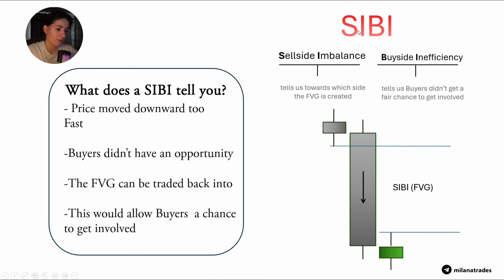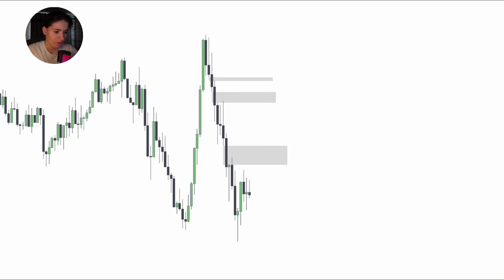Now let's take a look at SIBI. SIBI means sell side imbalance and buy side inefficiency. Sell side imbalance tells us toward which side the fair value gap is created, and buy side inefficiency tells us buyers didn't get a fair chance to get involved. Let's take a look at how this plays out on the chart. We see a strong impulsive move, during which a fair value gap forms. This fair value gap represents imbalance.